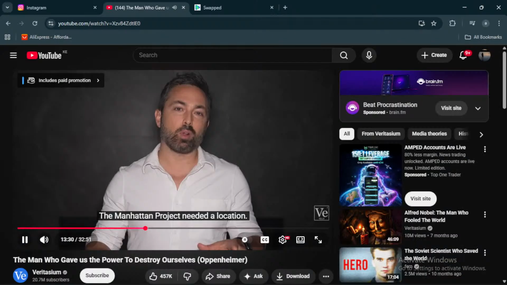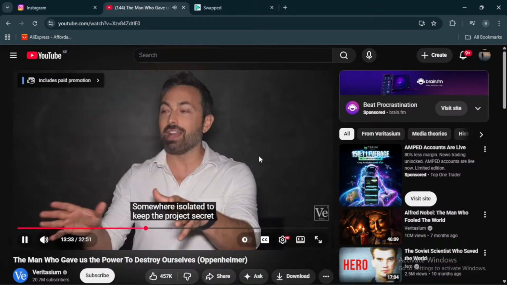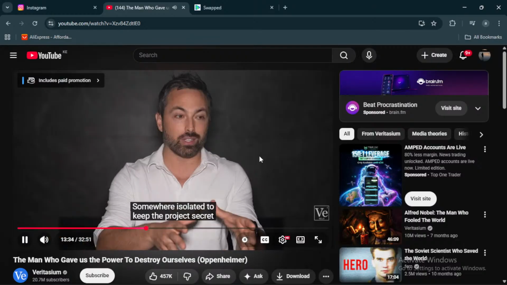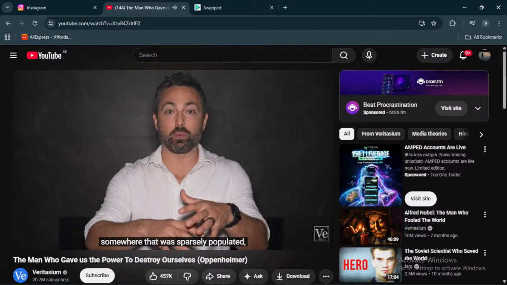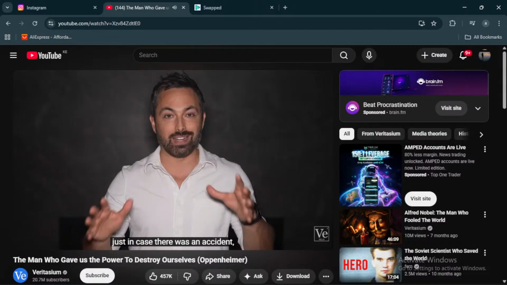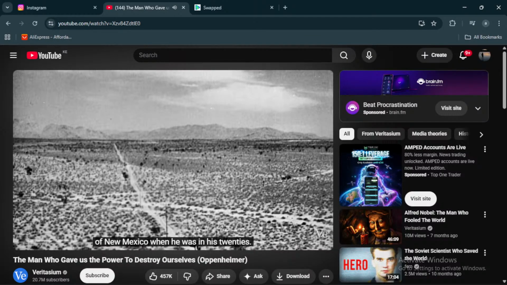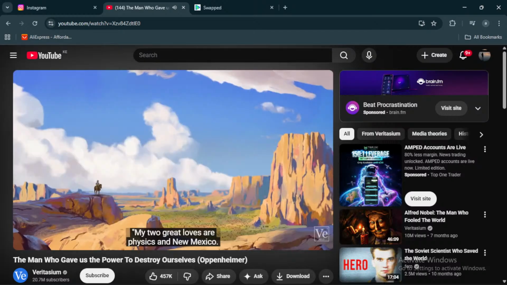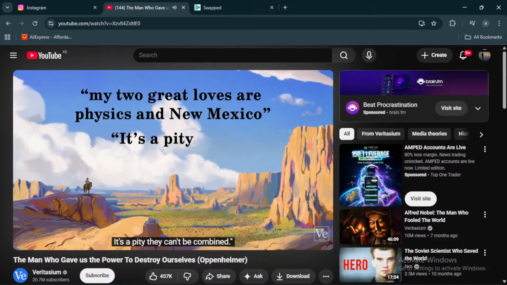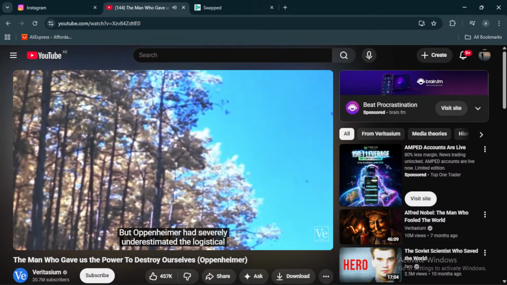The Manhattan Project needed a location, somewhere isolated to keep the project secret, safe from enemy attack, and while no one wanted to admit it, somewhere that was sparsely populated just in case there was an accident. Oppenheimer proposed Los Alamos, New Mexico. He had fallen in love with the harsh desert and the mountains of New Mexico when he was in his 20s. In 1929, Oppenheimer wrote to a friend, "My 2 great loves are physics and New Mexico. It's a pity they can't be combined." But Oppenheimer had severely underestimated the logistical challenge ahead.